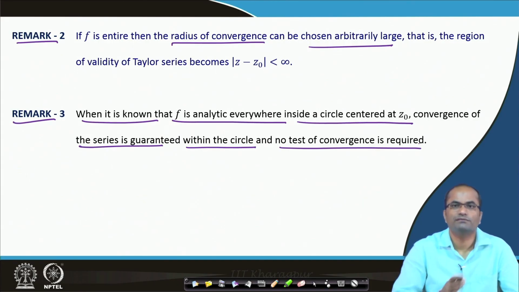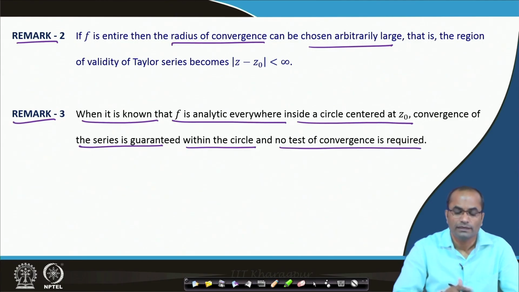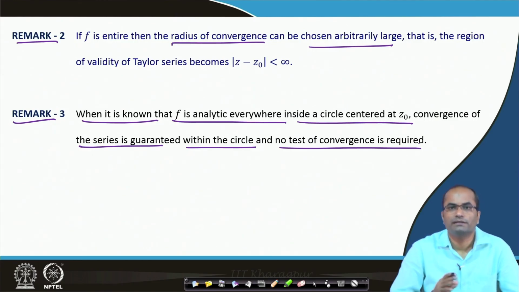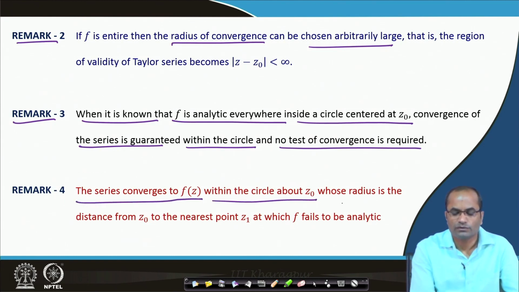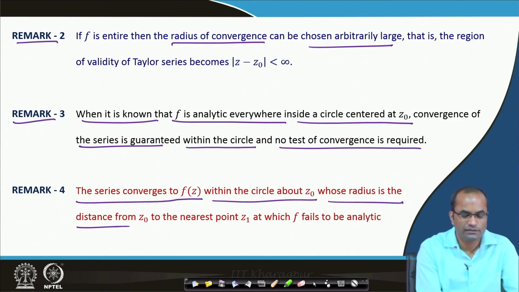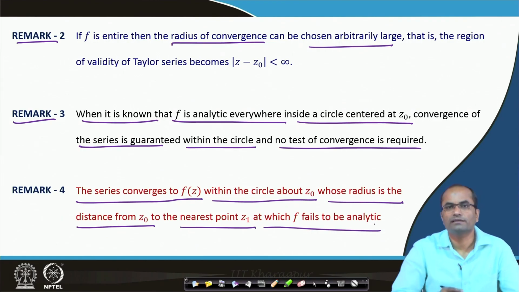The series will definitely converge as long as the whole region, the disk inside this radius r, is one where the function is analytic. The series converges to f(z) within the circle about z0, whose radius is the distance from z0 to the nearest z1 at which f fails to be analytic. So, this is the point which I tried to explain in the previous slide.